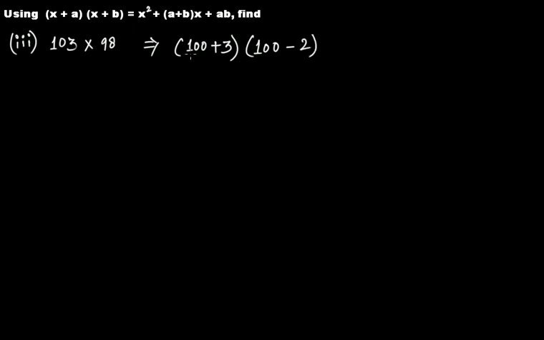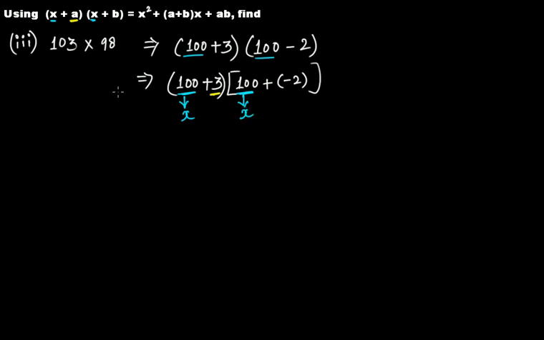Now, if you're thinking that this is actually of the form (x + a) multiplied by (x − b), right? No, we can rewrite it to make it (x + a) multiplied by (x + b). How? Write this as (100 + 3) multiplied by (100 + (−2)). Now you have x here, you have x here, 100 here, 100 here, then you have a here, you have a here. So this is x, this is a, and then you have b here, you have b here, that is −2.